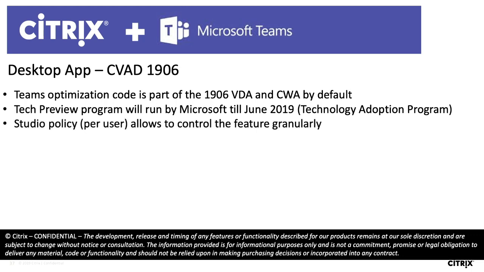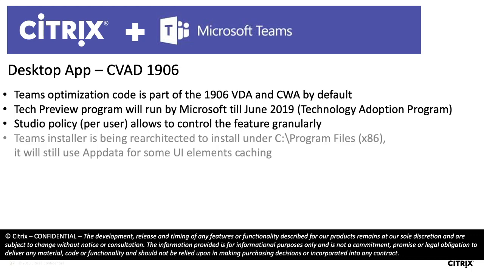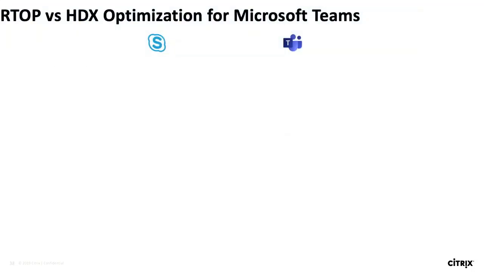There is a Studio policy per user, so you can control this. The Teams installer goes into Program Files. Before, it was in AppData, which created a lot of noise for XenApp. But now it's redesigned and re-architected to install under Program Files.